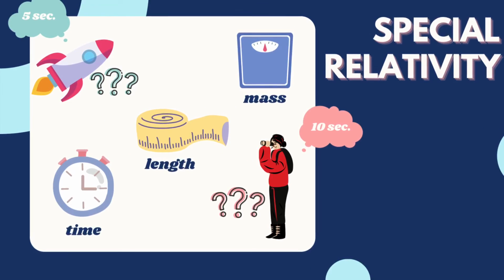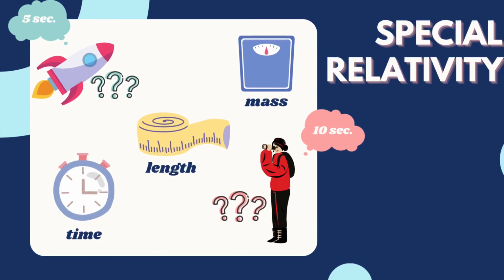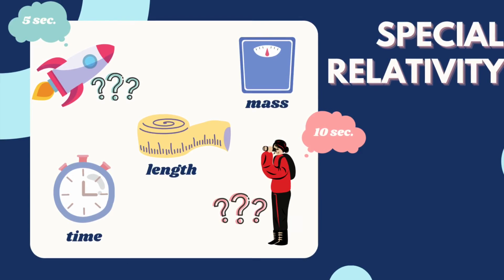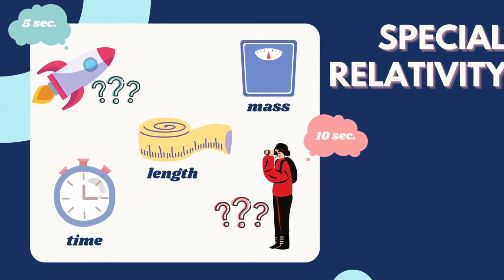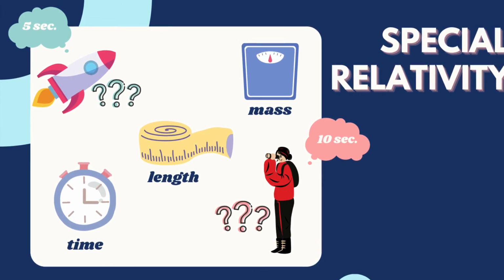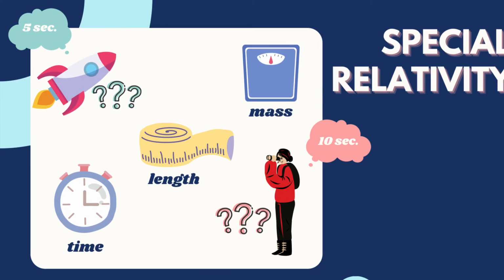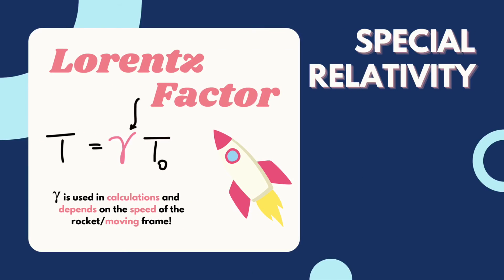Things that we think are constant, like time, length, mass, they all start to change. And what I mean by this is that what you observe as a stationary observer will be different than what the person in the rocket experiences. And this is a really hard concept to wrap your head around because we don't normally see this in our everyday lives. And the reason for that is something called the Lorentz factor. The Lorentz factor determines how dramatic these differences are between what you observe and what the person in the rocket experiences. It depends on the speed of the moving frame, or the rocket in this case.